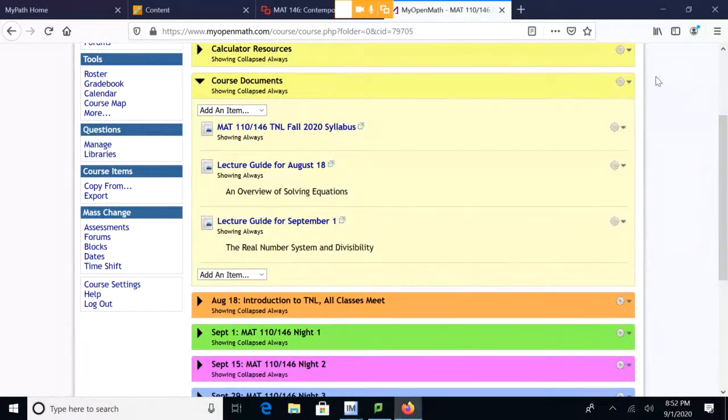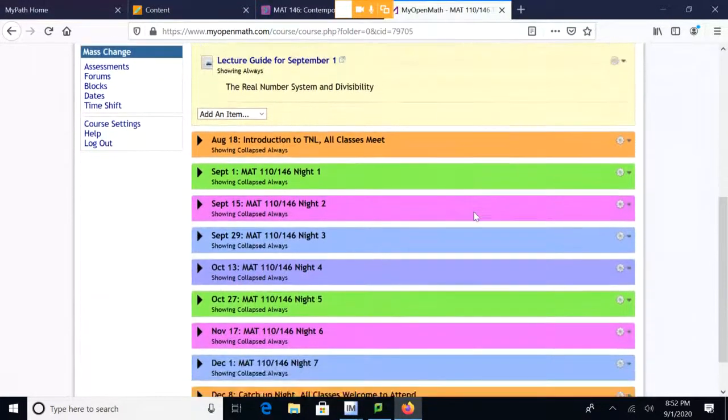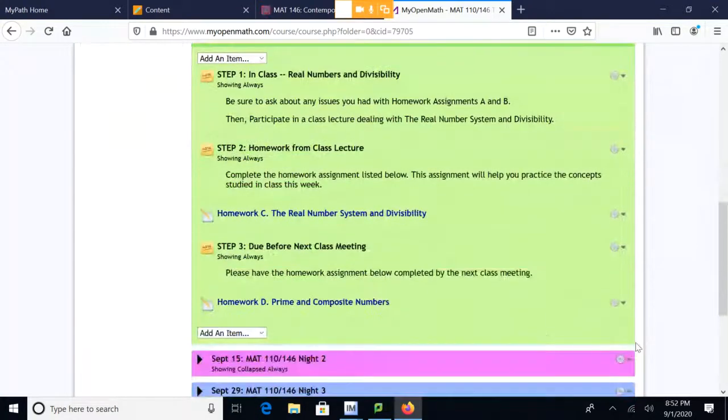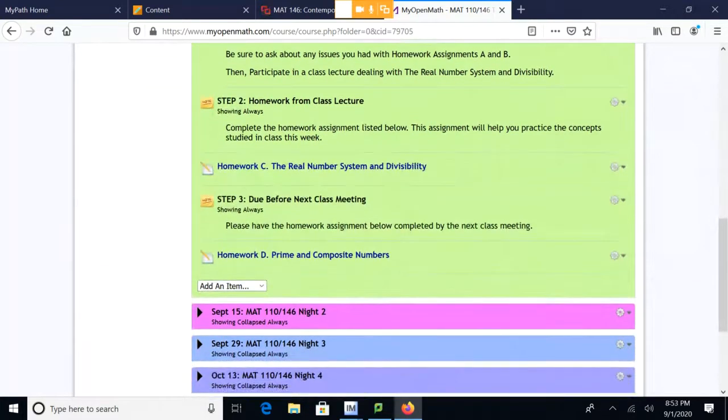I'm going to hit minimize on that. I want to talk about what's going on for next week. Okay. So tonight is September 1st. So when you look at what you have to do this week, it's going to be underneath September 1st. Okay. So in class, we're going to talk about real numbers and divisibility. So that's what we did. This week isn't so bad either, because then you have homework C, real numbers and divisibility.